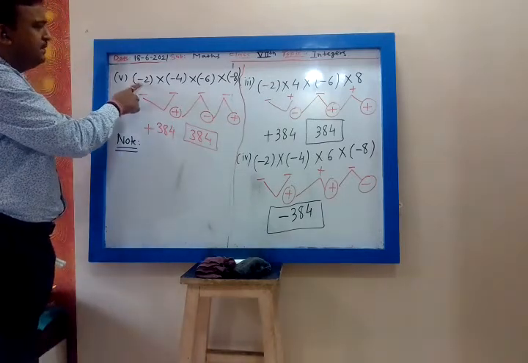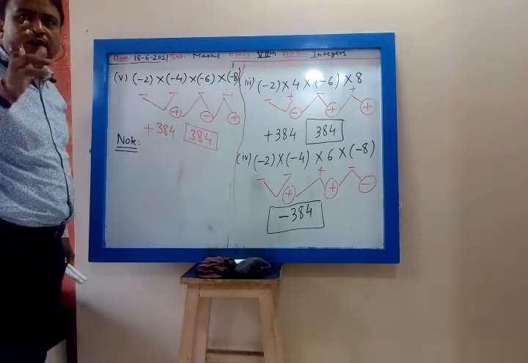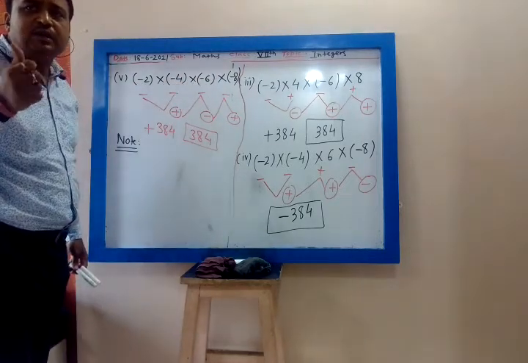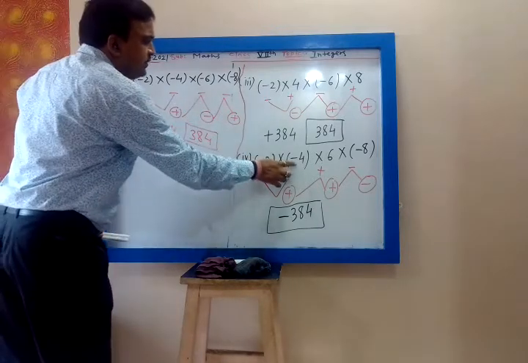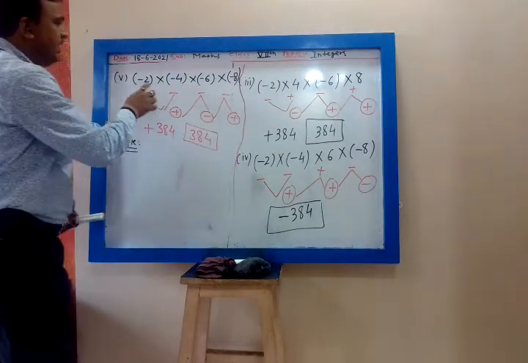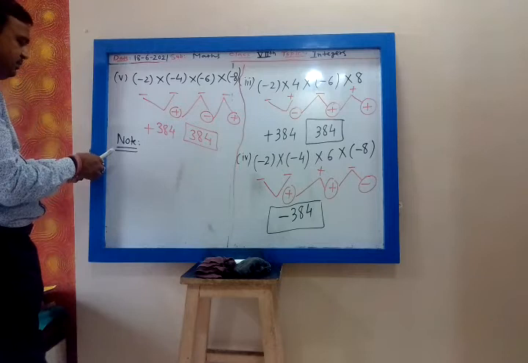In this, minus is multiplied how many times? 1, 2, 3, 4. Even number of times. 4 is an even number. So whenever minus is multiplied odd times, it will be minus. Whenever minus is multiplied even times, it will be plus. So this note you have to write.